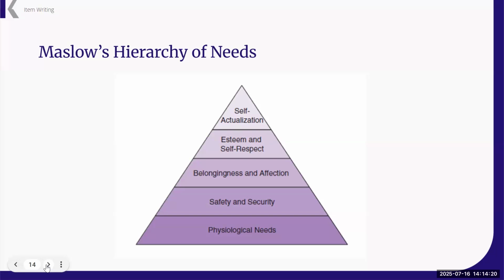So when we're writing or analyzing test items, especially those involving prioritization, Maslow's framework is an essential guide and it helps us justify why one action or intervention is more urgent than another, even when both could be technically correct.